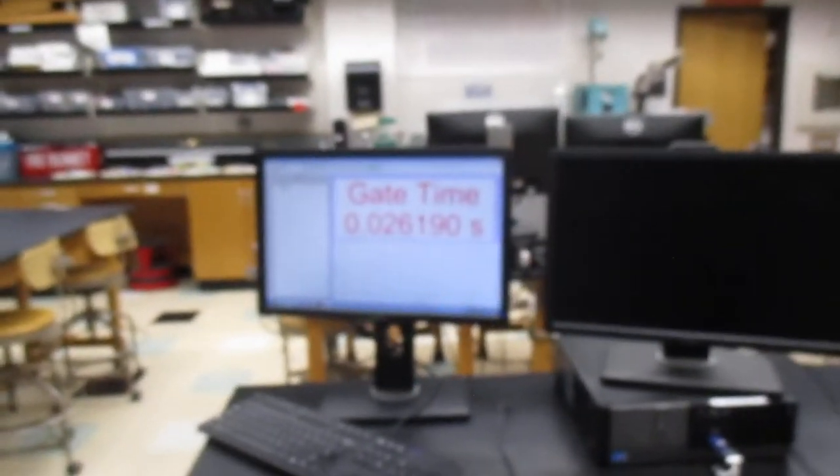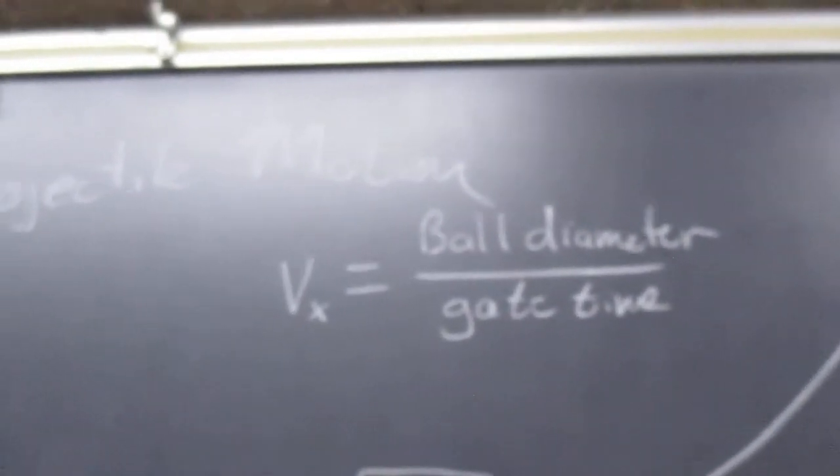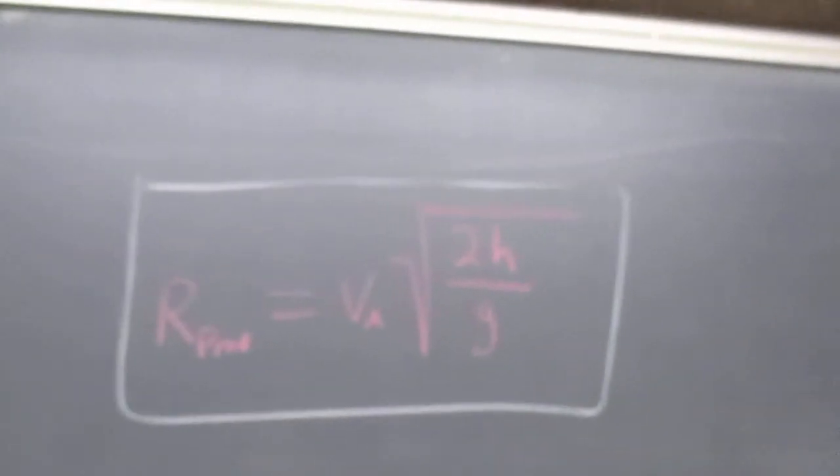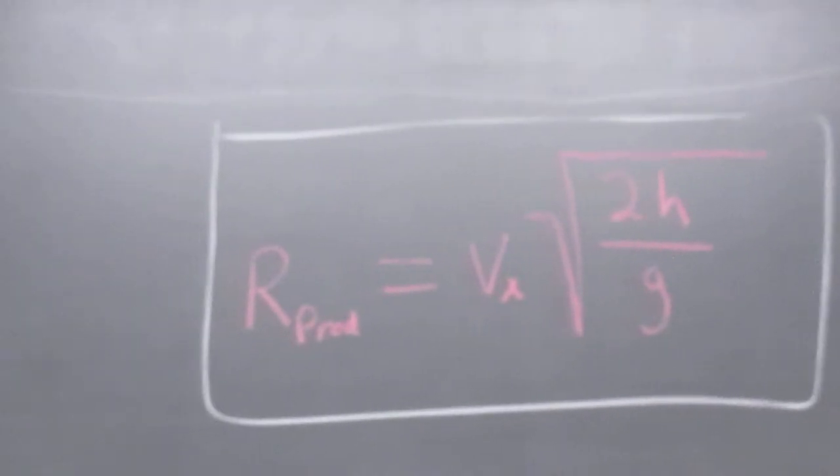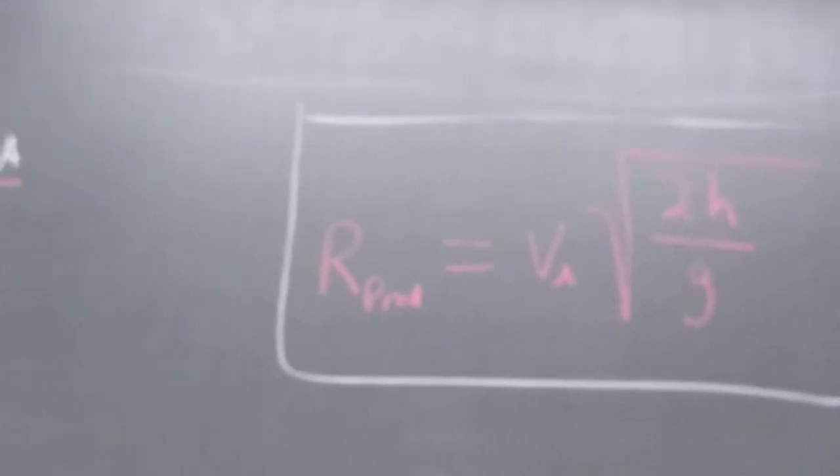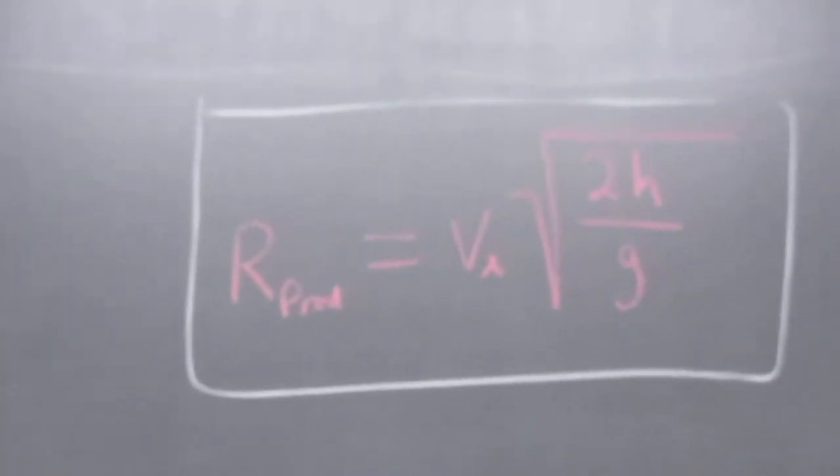And your gate time, as we said, we'll use the ball diameter divided by the gate time to get your horizontal velocity. And then we use your horizontal velocity and the measured height to get your predicted range. Okay? So for each trial, you're going to have a measured range and you're going to calculate a predicted range. And you're going to do several trials. The more trials we get, the better, of course.